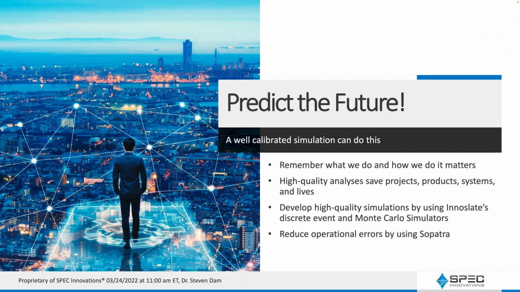So key is predict the future. Use a well-calibrated simulation to do that, okay? Again, it really does matter what we do and how we do it. So we're using this to help justify sometimes billions of dollars on projects. And so it's important to have accurate analysis, and high quality analysis can really save the project. You can show where things are going to happen or where you might have problems, and you do that predictive side of things to avoid those problems in the future. It can keep your program from being canceled, okay, or obsolete before its time.